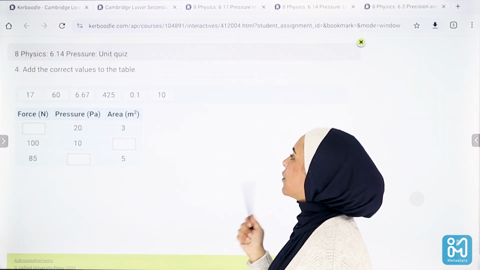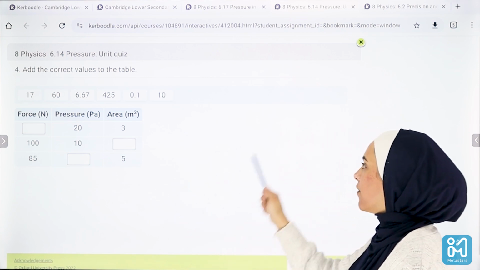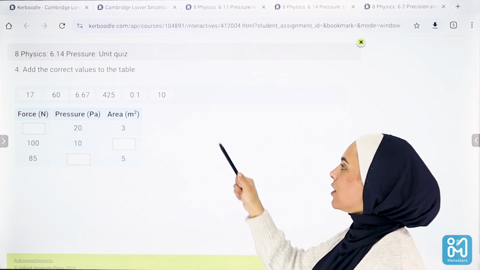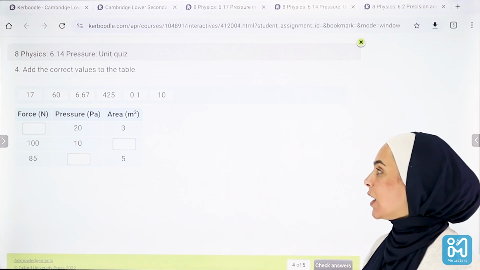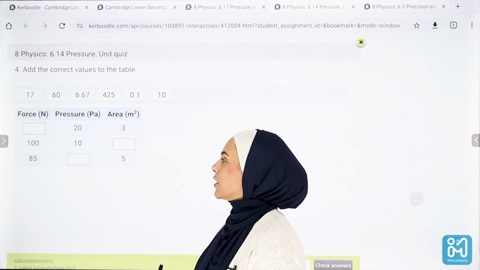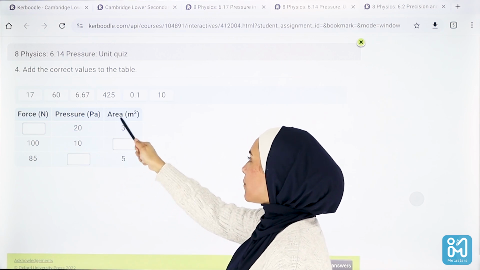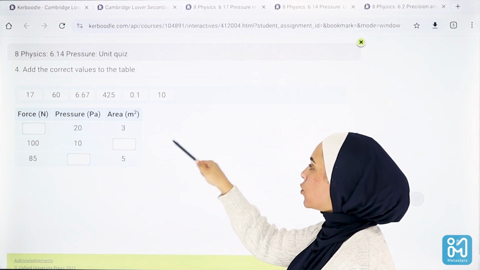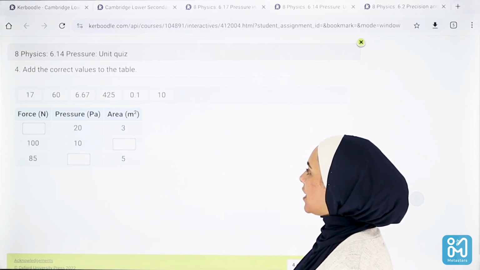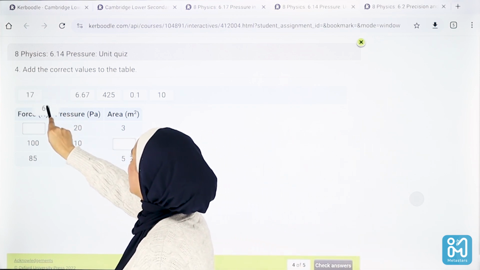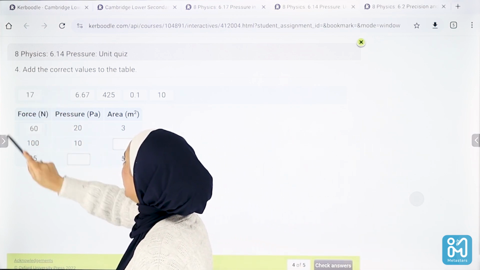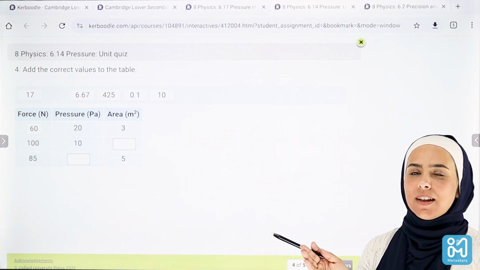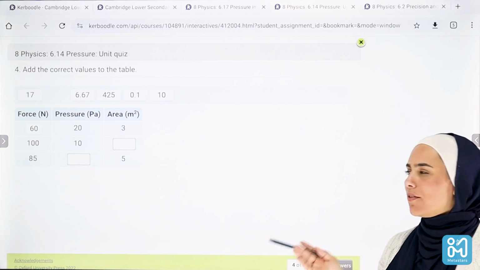Okay. Add the correct values for the table. We have the force, we have the pressure in Pascal and area in squared meter. You know that the pressure is the force divided by the area. The unknown variable here is the force. And what does the force equal? Force equals the pressure times the area. The pressure times the area is 20 times 3, that is 60. So I'm going to choose 60 here, drag it in this way. Did you choose the one that I did, or you have another point of view?